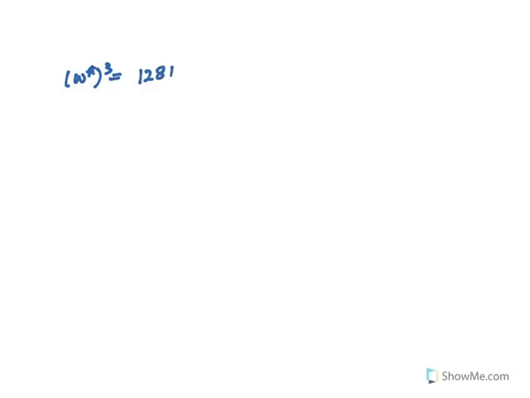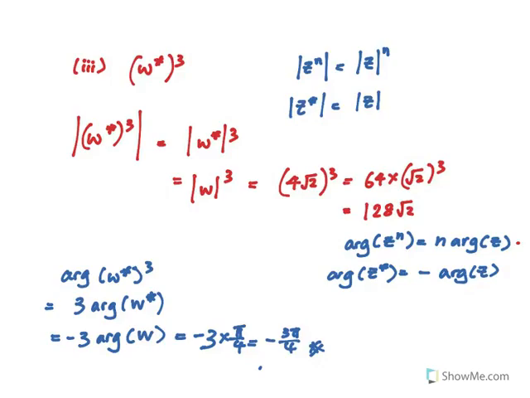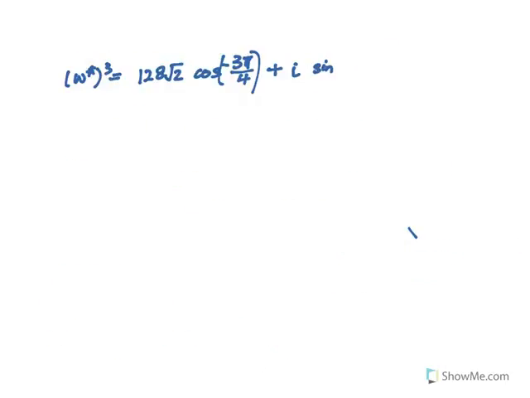r cosine of negative 3 pi over 4 plus i sine of negative 3 pi over 4. And this will be the polar form for PQ1 part 3.